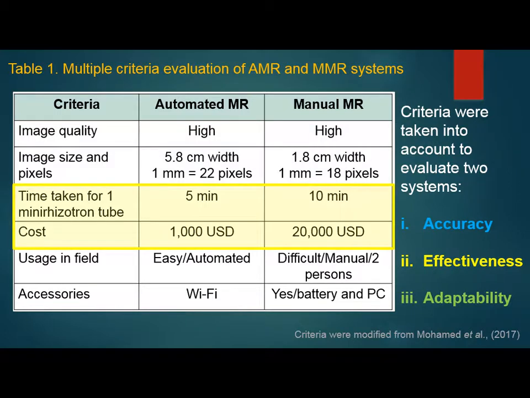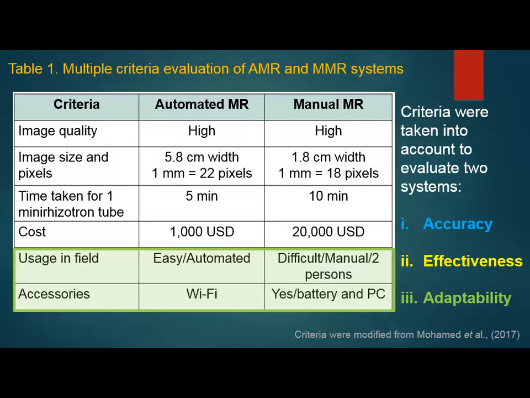In the case of effectiveness, the AMR system takes 5 minutes to cover a 1 meter tube, and the MMR system takes 10 minutes. In terms of cost effectiveness, approximately 20 units of the AMR system could be installed in the field instead of the MMR system. And in field conditions, in terms of adaptability, the AMR system is easy and automated, and the MMR system is operated manually, and in terms of continuous phenotyping, it is impossible to take daily measurements using the manual MR system.